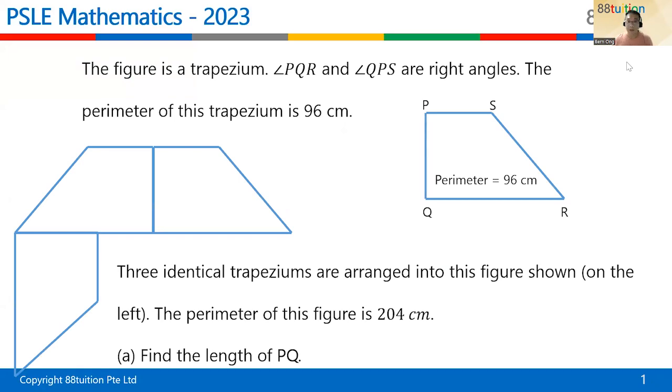So the figure is a trapezium. Angle PQR and QPS are right angles. All right, it means that this angle here is 90 degrees, and this angle here is also 90 degrees. The perimeter, meaning the outline of this trapezium, is 96.